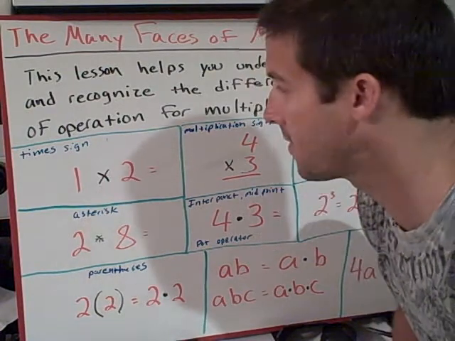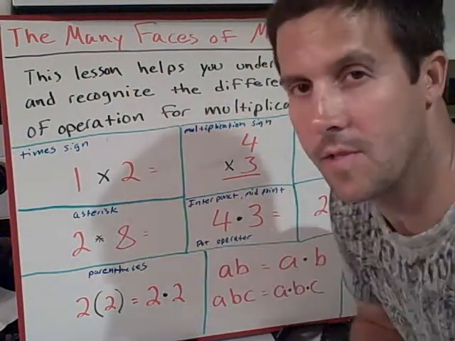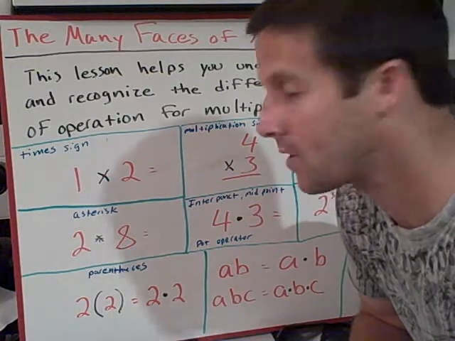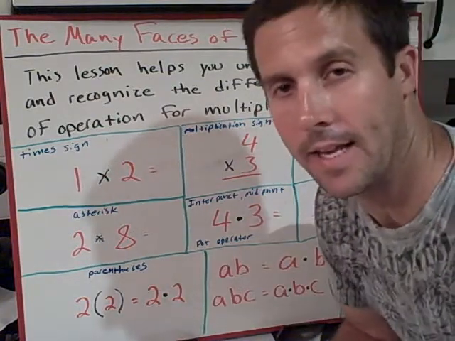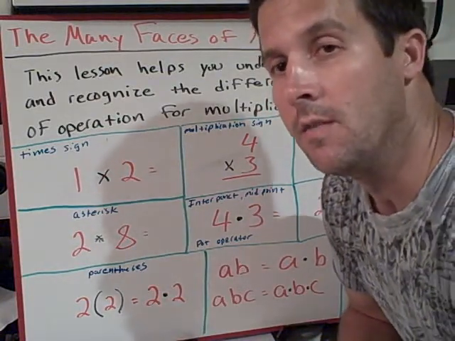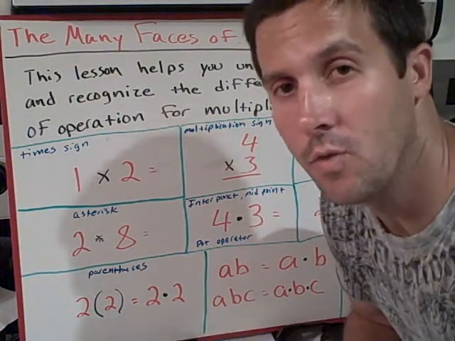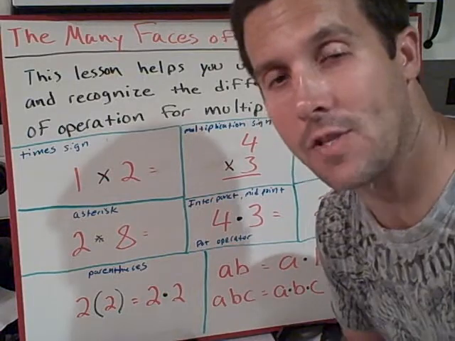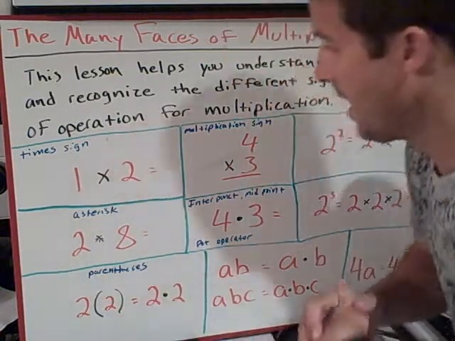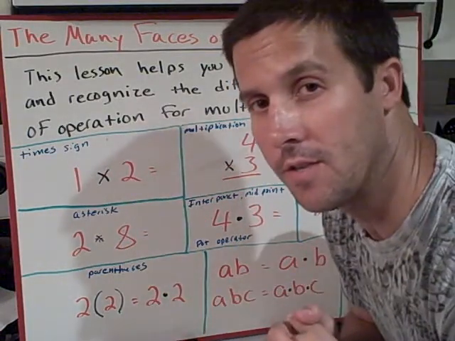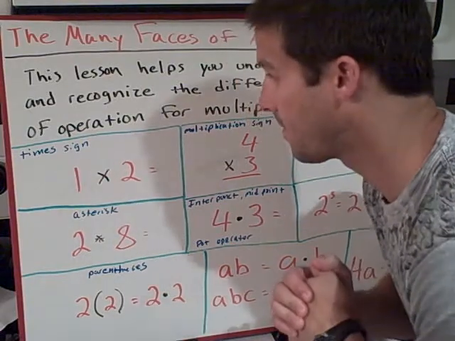Well, you may say to yourself, well, Mr. Kent, I already know that multiply or times is an X, and I've always seen it like that. True, but what if you see something else? Would you know what to do with those two numbers on either side of that sign? Well, let's go through and make sure that you do, so this way you don't have any questions.